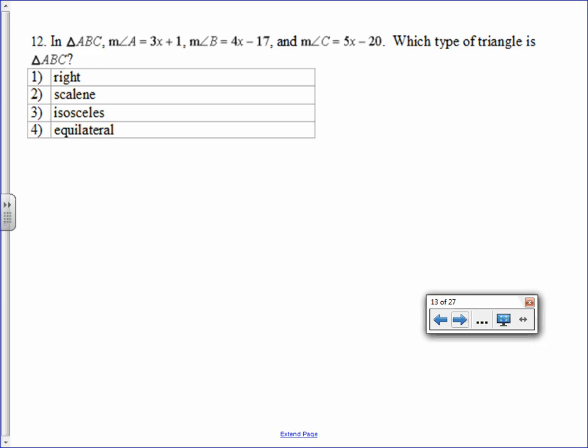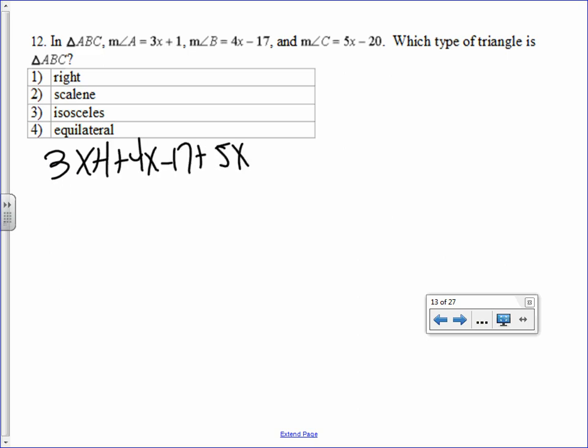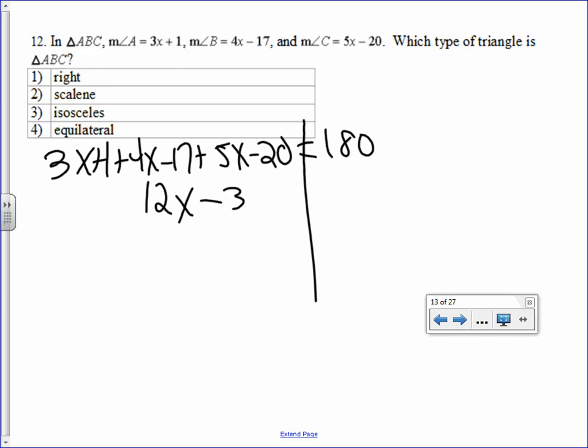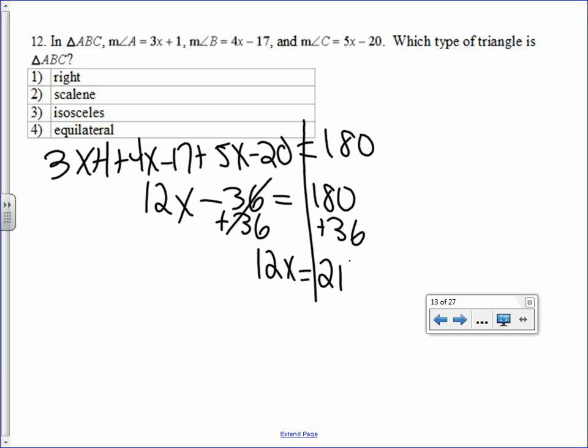In triangle ABC, I'm talking about the angles of a triangle. The angles of a triangle add to equal 180. Solve the equation. Combine like terms. Isolate, add or subtract first. Divide last. 216 divided by 12 is something. How does 18 sound?